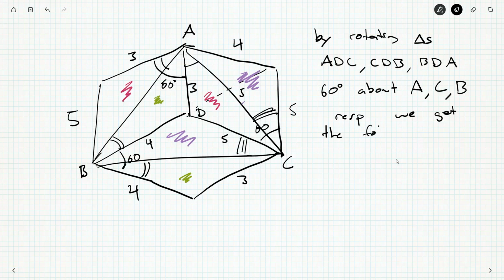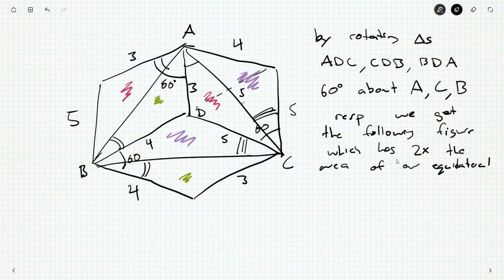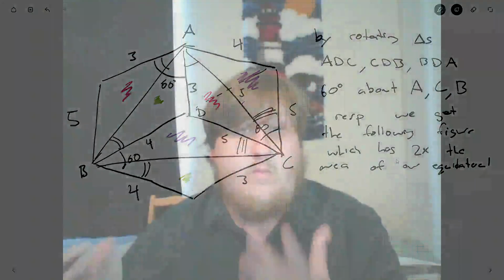We get the following figure, which has twice the area of our equilateral triangle. So maybe I don't need the side length. Maybe I don't need AC, or maybe there's another way to do this question where we specifically talk about those side lengths. My first instinct with those side lengths S that I put in there was cosine law, but I don't think that's going to work out.